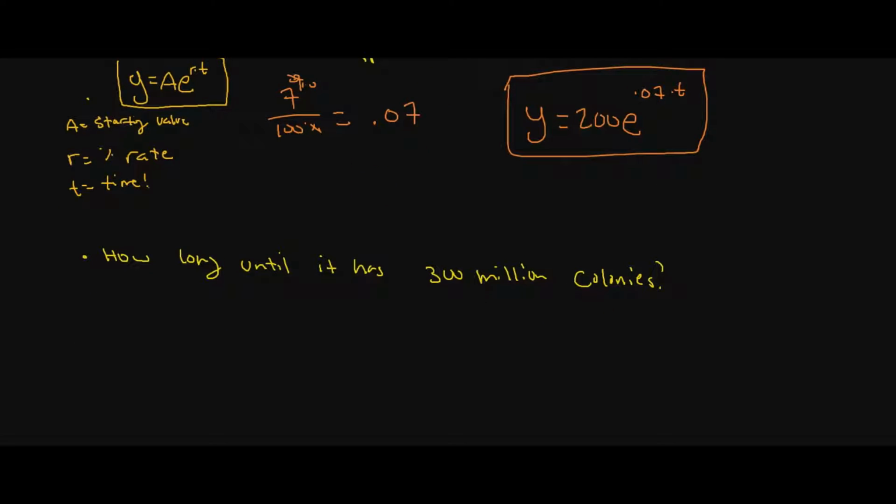So how long until it has 300 colonies? Well, that's going to represent my y value. So 300 is equal to 200 e to the 0.07 t. And now we just continue. We divide both sides by 200. 300 divided by 200 is 1.5, which is equal to e to the 0.07 times t.